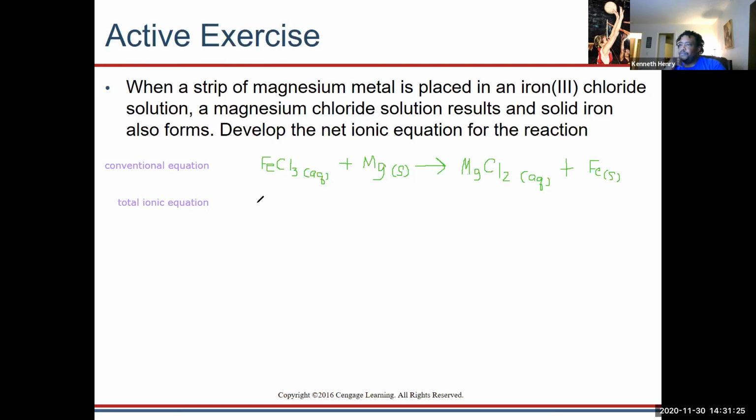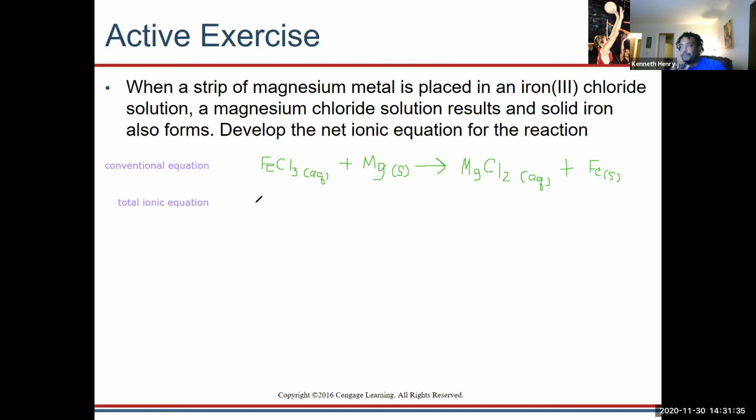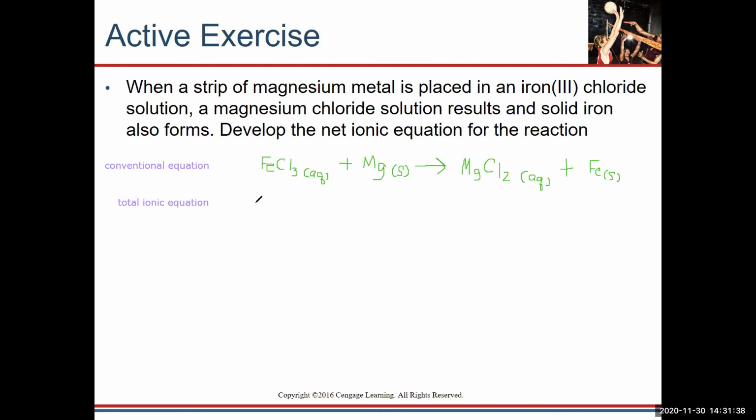Total ionic equation. Cheyenne, I had a question. Would we not balance the equation first? That would be smart. Let's balance it. Is it balanced? No. Okay, so how can we balance it? I would put a 2 in front of that. A 3 in front of MgCl2. 3 in front of Mg, and then a 2 in front of iron.